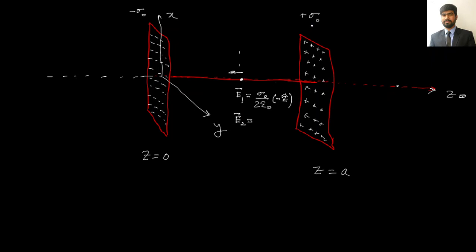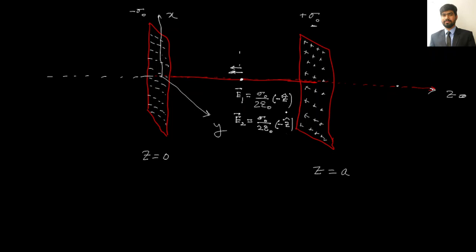Now what will be the magnitude of this electric field? This plane is also carrying a surface charge density sigma naught. So the magnitude will be sigma naught divided by 2 epsilon naught. And then what will be the direction? Since this plane carries a positive charge density, the field will be perpendicular to the plane and away from the plane, along this direction. So this will also be the minus z cap direction.